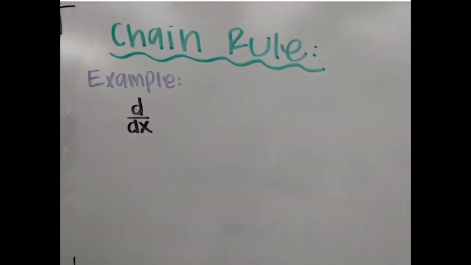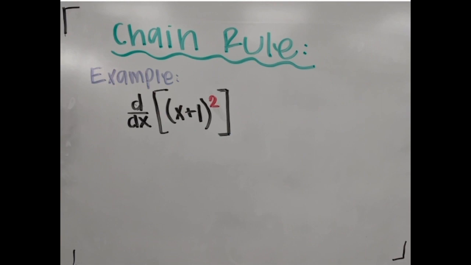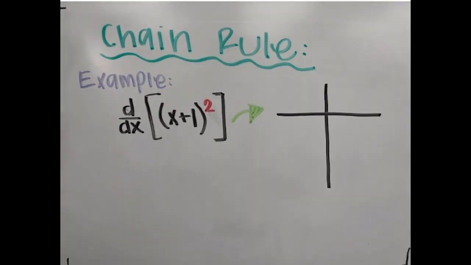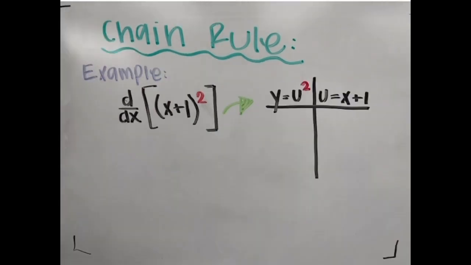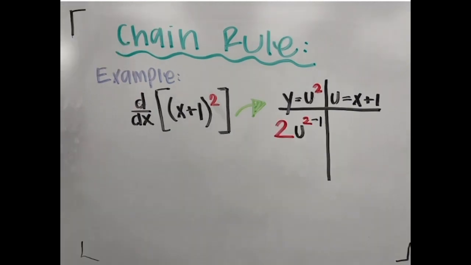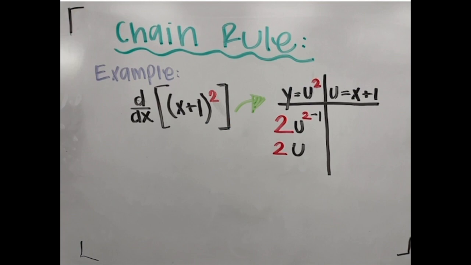Chain rule example. To set up the example, we have the derivative of x plus 1 squared. To start, you set up the chart. On the left, it should say y equals u squared, and on the right, it should say u equals x plus 1. Next, you do the derivative on the left side of the chart. To do this, you bring the exponent to the front and subtract 1 from the exponent at the top. This makes it 2u in our example.